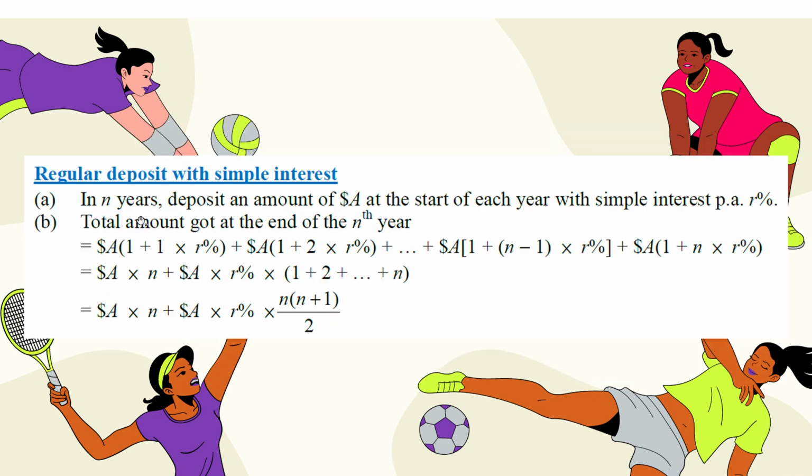Of course, you can do a regular deposit by simple interest. In n years, you deposit amount A at the start of each year, with simple interest r%. How much do you get at the end of n years? The last deposit still has interest. So the last deposit has just 1 year of interest, the second last 2 years, and then the first one n years. And then how to add them together? You find the constant term A, then take it out first. And then all the terms behind it are very simple. This one, 1 plus 2 plus 3, so it's n over 2 times n plus 1.